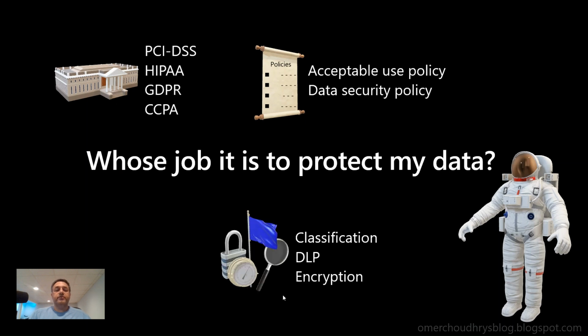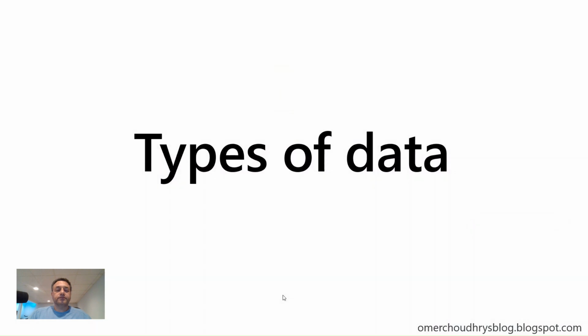So the most common combination is a DLP solution combined with data classification and encryption solution. So these three solutions basically help to secure the data and reduce the risk of data exfiltration, be it intentional or unintentional. There are different types of data.